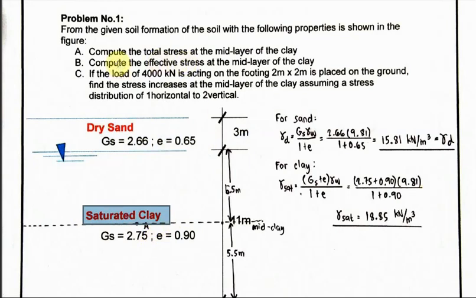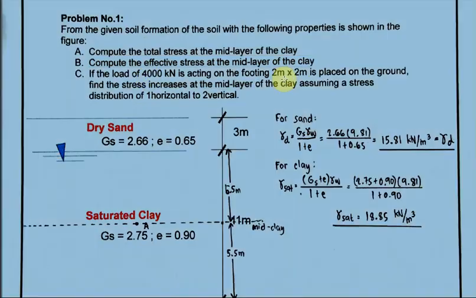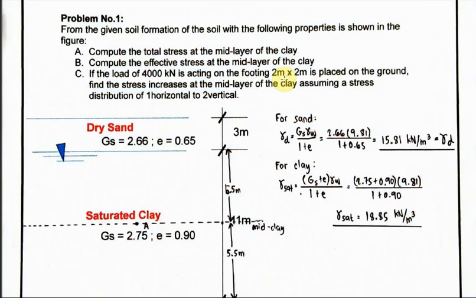These are the things that we need to compute. First, determine the total stress at the mid layer of the clay. Second, compute the effective stress at the mid layer of the clay. And if a load of 4,000 kilonewtons is acting on a footing 2 meters by 2 meters placed on the ground, find the stress increase at the mid layer of the clay, assuming a stress distribution of 1 horizontal and 2 vertical. From here, we can use the 2:1 method, which was already discussed by Ma'am Vera Carla.